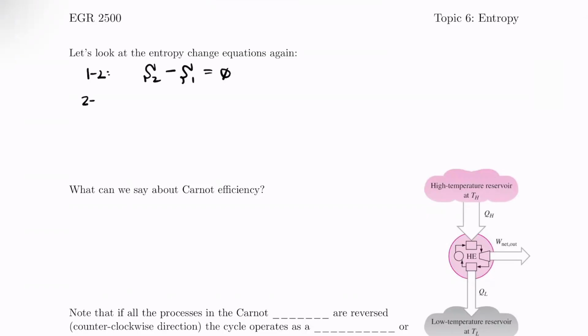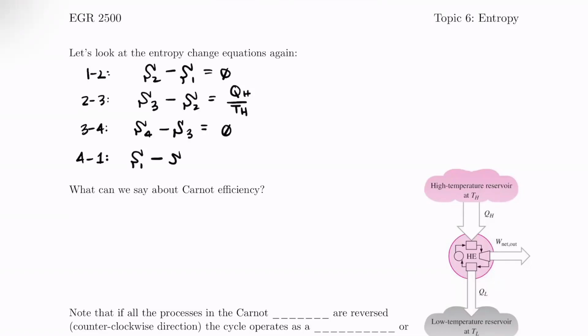All right, and then to go from state 2 to 3, we have S3 minus S2 is equal to QH over TH. And then to go from state 3 to 4, we have S4 minus S3 is equal to 0. And then finally, to go from state 4 back to state 1, we have S1 minus S4 is equal to minus QL over TL, sorry. Right? So what we're going to do is we are going to add all of these together.